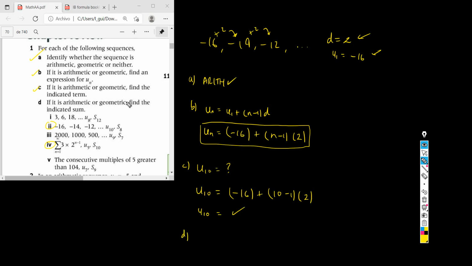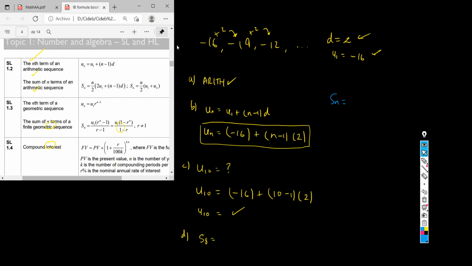if it is arithmetic or geometric, find the indicated sum. The sum that they want me to find is this, S sub 8, which means the sum of the first 8 terms of the sequence. This plus this up until the number 8. Once again, do we have a formula? Do we have a formula for Sn? The answer is yes. It's in here, right? You have 2 formulas in here, or 2 versions. This first one up until a semicolon, and then this other one. And they are completely indistinct.